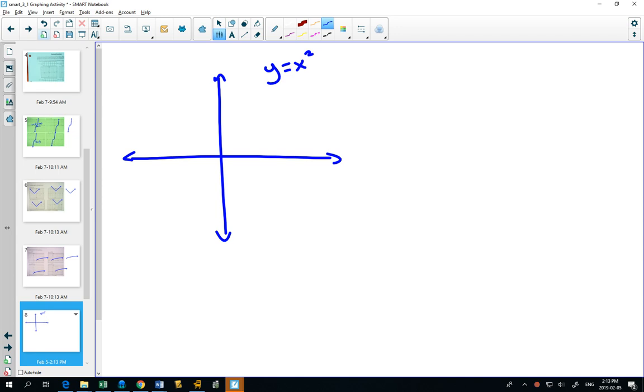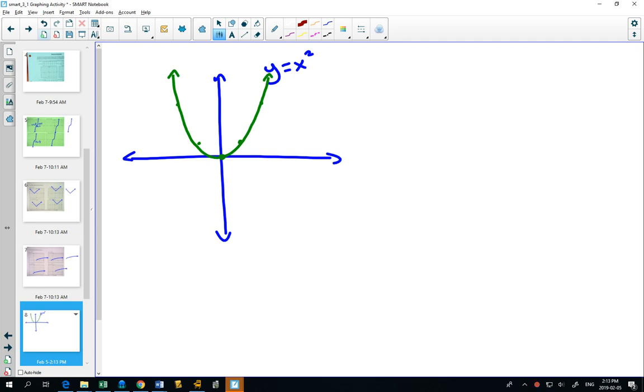What does that graph look like? That's a parabola, right? Remember doing those? It has a vertex at 0, 0. You go over 1, over 1, up 3. You could do a table of values for it as well. Makes a nice U-shaped graph.